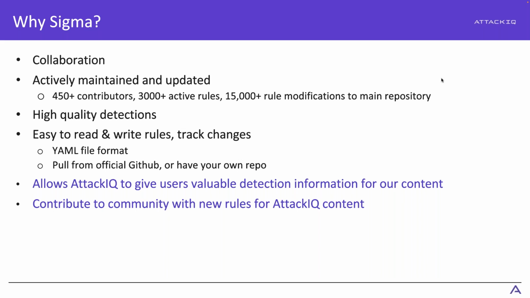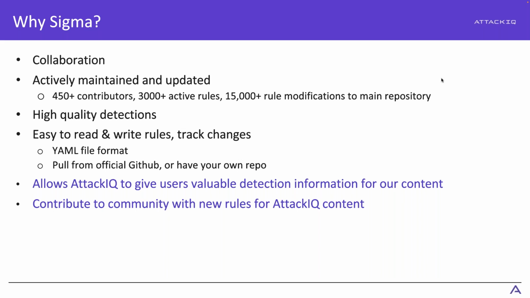It's actively maintained and updated. There's over 450 contributors, including AttackIQ, over 3,000 active detection rules for various platforms and security products and log sources. And there's been over 15,000 rule modifications to the main repository since 2017. And just anecdotal evidence, whenever there's a new 0-day or something like that, the first place I would check when I was doing more blue team things was the Sigma repository, because there would be detections for it that you could use for threat hunting and alerting pretty much either the same day the 0-day was announced or a few days afterwards.